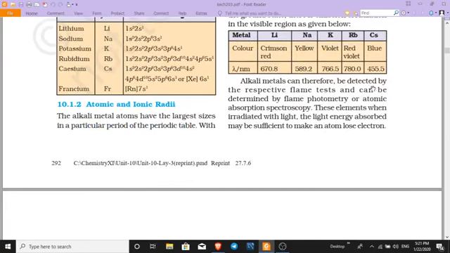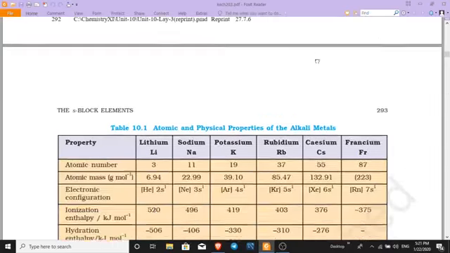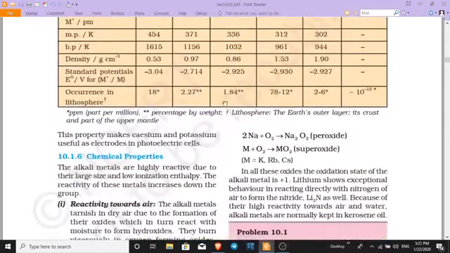Alkali metals can therefore be detected by the respective flame tests and can be determined by flame photometry or atomic absorption spectroscopy. These elements, when irradiated with light, may absorb light energy sufficient to make an atom lose an electron. This property makes cesium and potassium useful as electrodes in photoelectric cells.